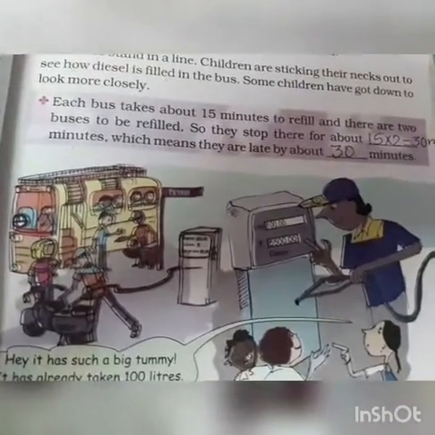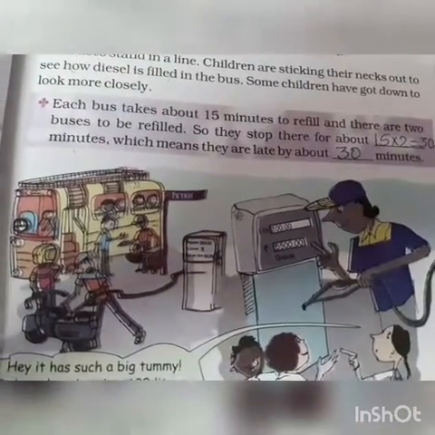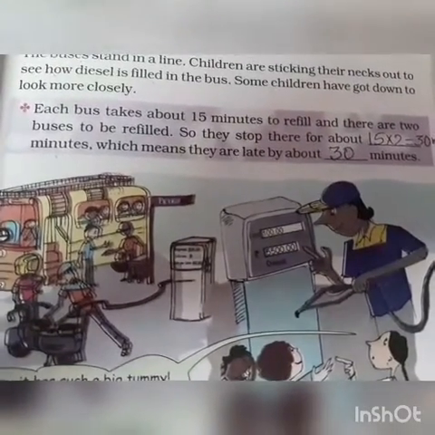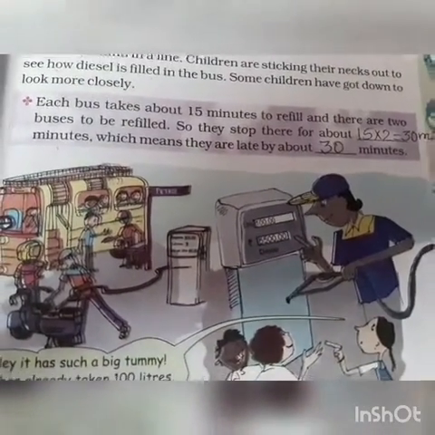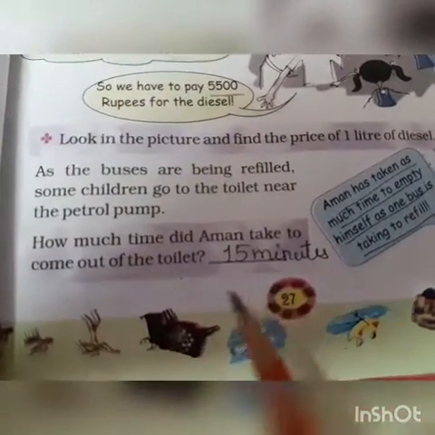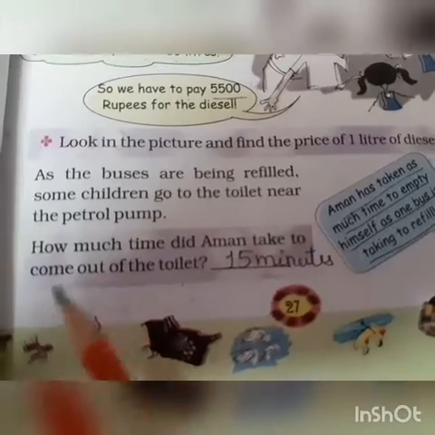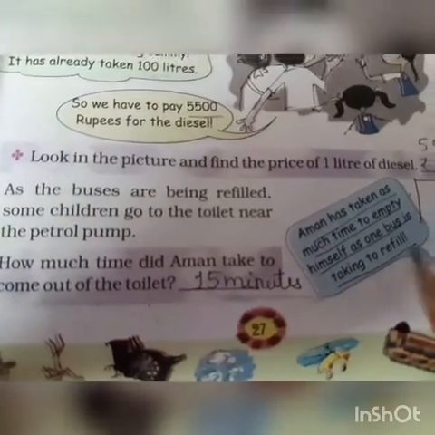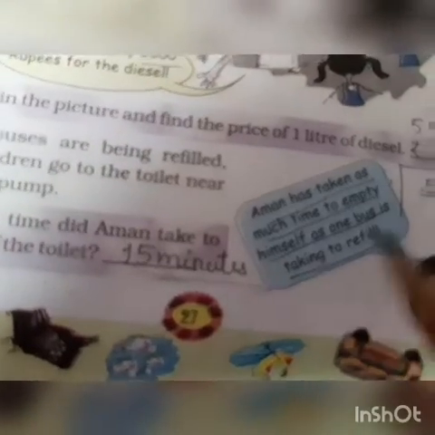So how much time did Aman take? Aman took the same time to come back from the toilet as one bus took to refill diesel. So that means he took 15 minutes to come out of the toilet. He took 15 minutes in the toilet. So how much time did Aman take to come out of the toilet? It is the 15 minutes of time taken by one bus to refill the fuel. Here, because this caption is given, on the basis of this caption we can know the time taken by Aman.